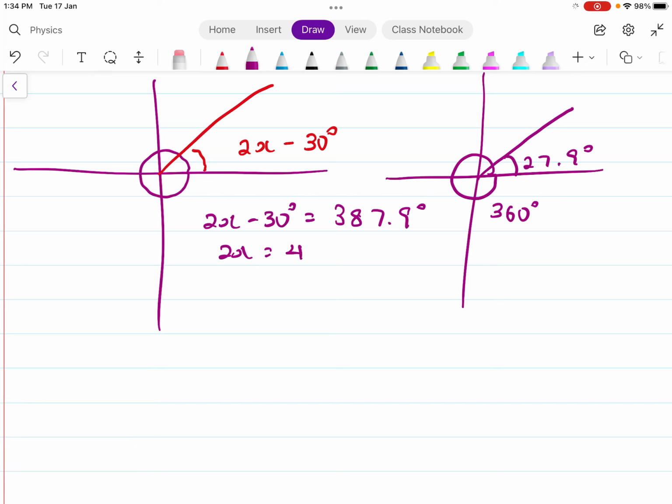Then after that, 2x is equal to 387.9 plus 30, which is 417.9 degrees. So x is equal to, you just divide by 2, you should be able to get an answer of 208.95. You can just round it off to 209.0 degrees. So the answer comes already. Now we go on to the last answer. But of course, just to make sure, I want to check whether the negative 30 degrees is okay or not.